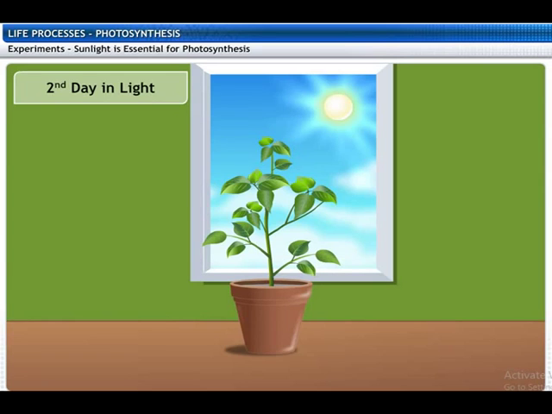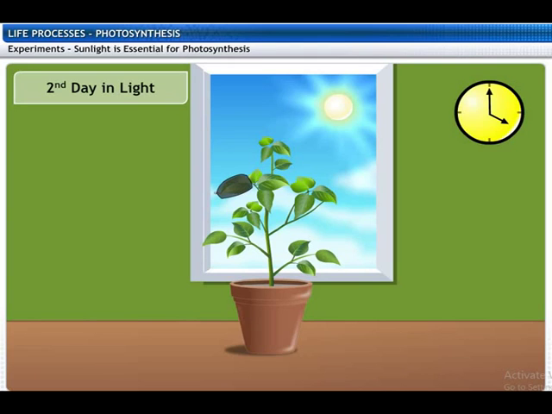Well, actually sunlight is essential for the process of photosynthesis. Let's try this experiment to prove it. Select 2 leaves of approximately the same size from a healthy potted plant. Cover one of the leaves with a black card as shown in the diagram. Place the potted plant in sunlight for several hours.